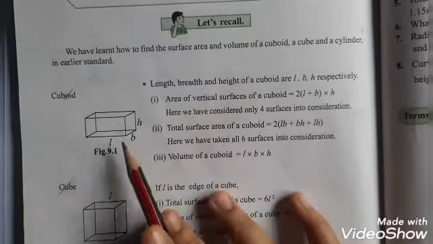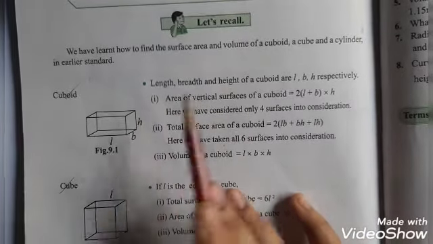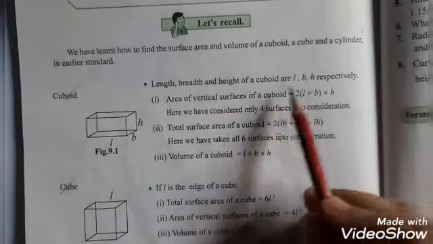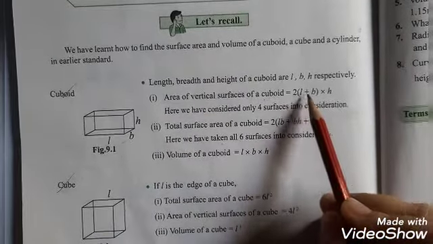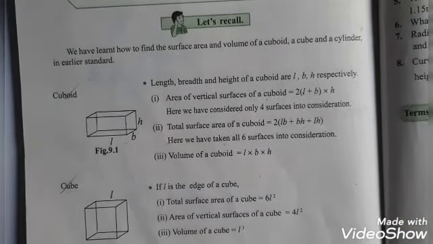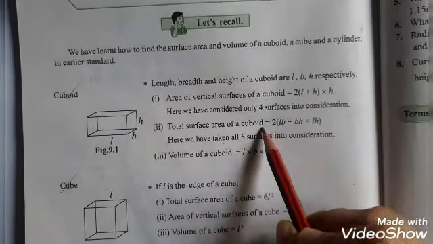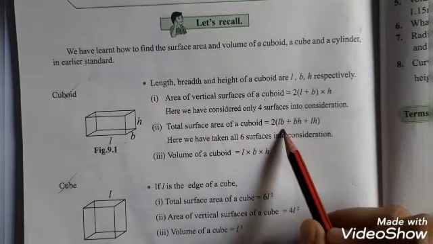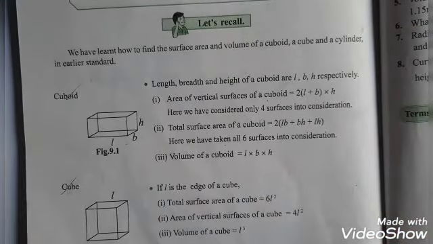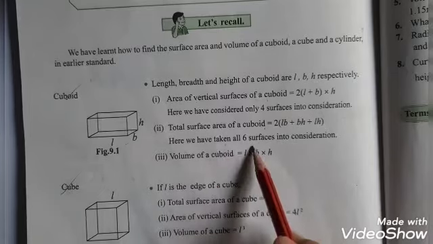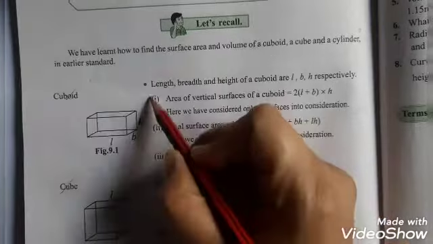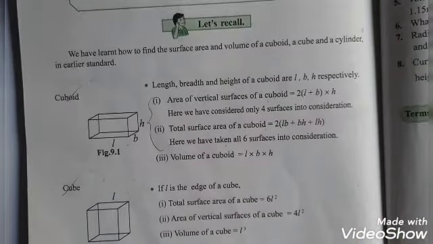First one is a cuboid. This is the shape of a cuboid. The formula for area of vertical surfaces is 2 bracket length plus breadth into height. Then next, total surface area of a cuboid is 2 bracket length into breadth plus breadth into height plus height into length. And the last, volume of a cuboid is length into breadth into height. So these three formulas, you should learn them.